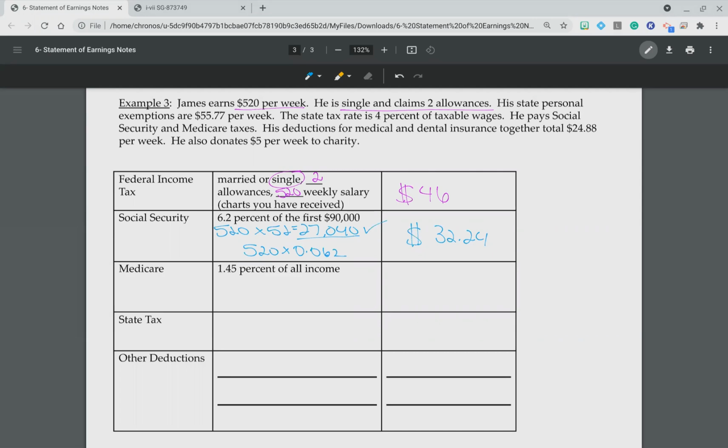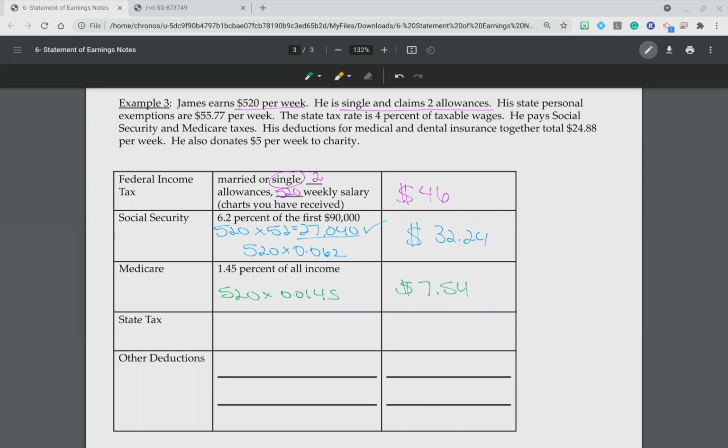All right, now go ahead and find out his Medicare. All right, that one should have been pretty straightforward. You take 520 and multiply it by 0.0145, and you should have gotten $7.54.